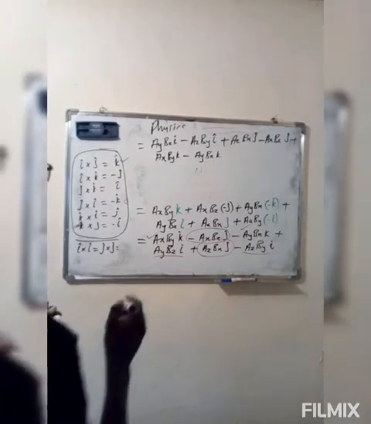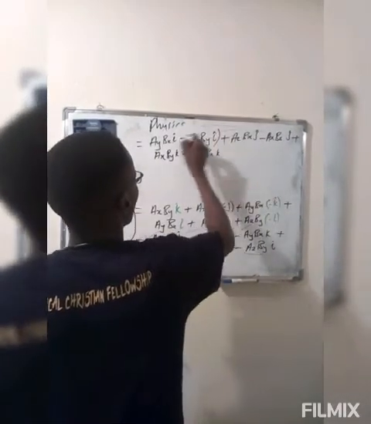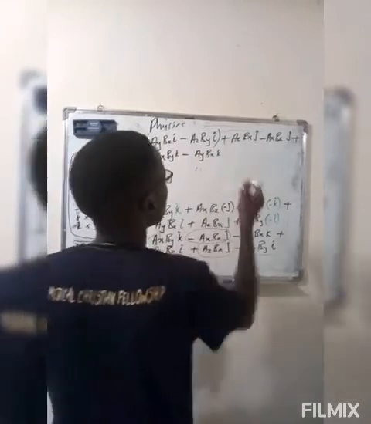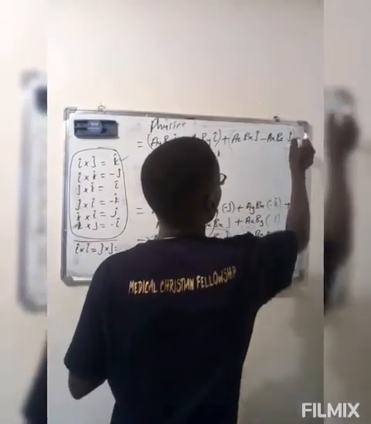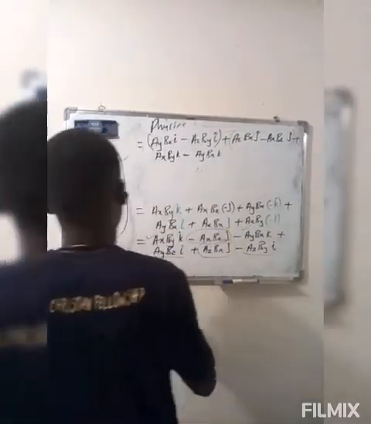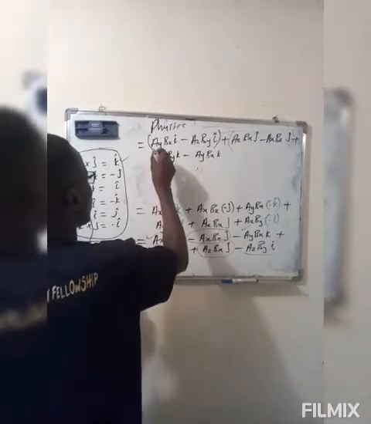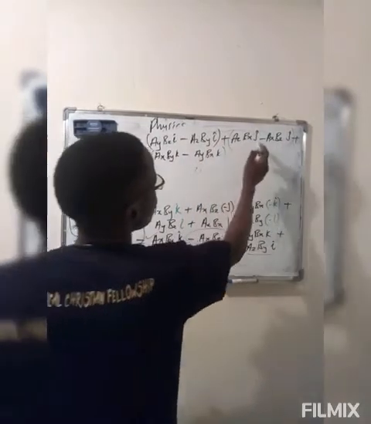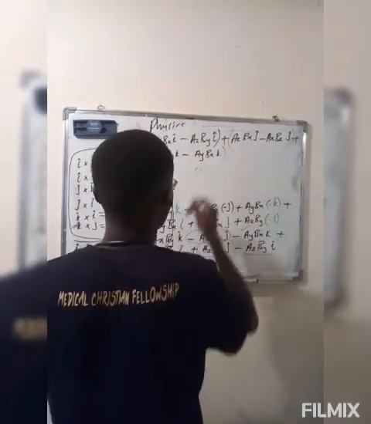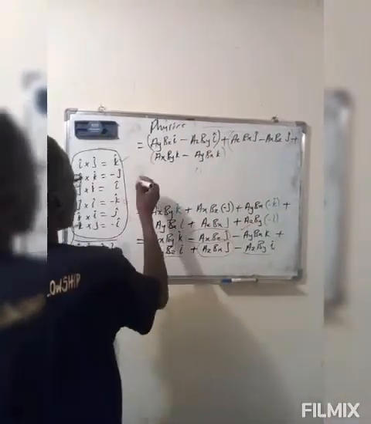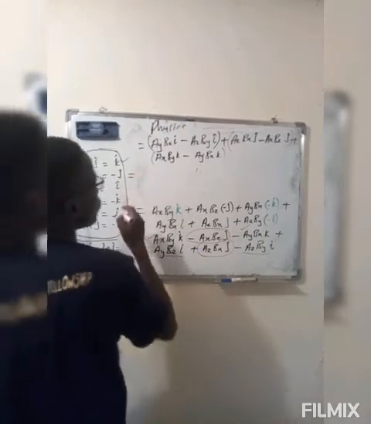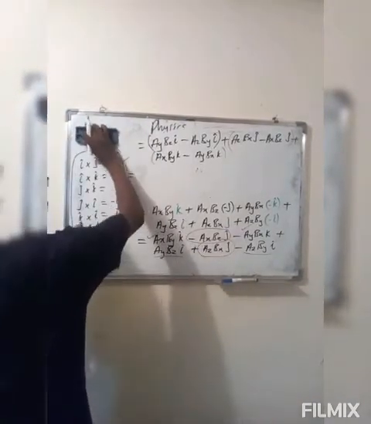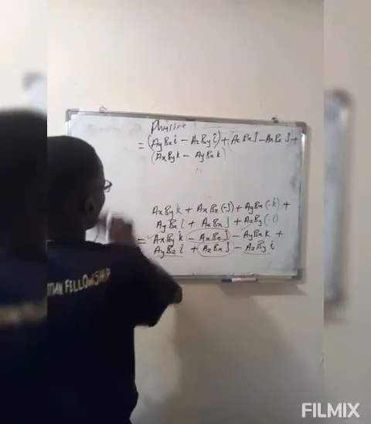Okay. Now, we can factorize at each of these points. At this point, we can factorize. At this point, we can also factorize. And also at this point, we can factorize. Because you can see that I is common, J is common, and K is common there. So this is now going to give us, what? I can erase this part now.